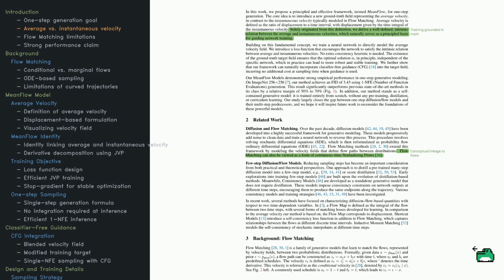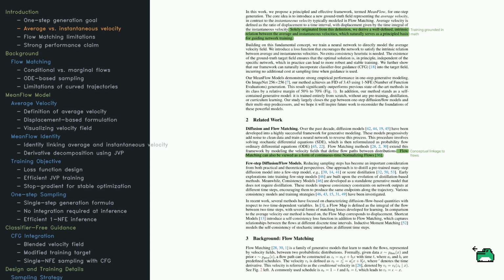This simplicity also brings a bonus. Classifier-free guidance, CFG, is often used to improve sample quality, but it usually doubles the computational cost. With this setup, integrating CFG becomes easier and cheaper. We'll dive into that more later. Now, to put all of this in context, the paper reviews prior work. Diffusion models and flow matching methods all aim to generate data by transforming noise into structure, often using many tiny updates along a path. And sometimes, they add distillation or curriculum learning to speed things up. Meanflow skips all that.